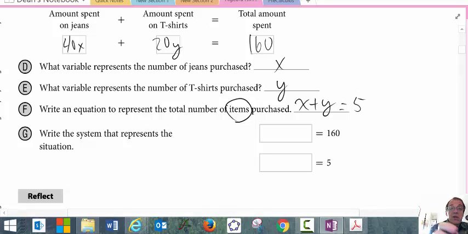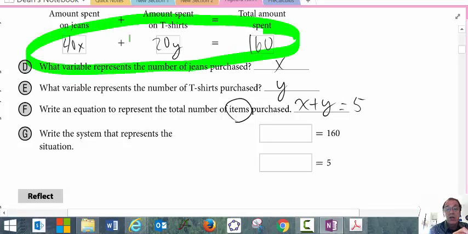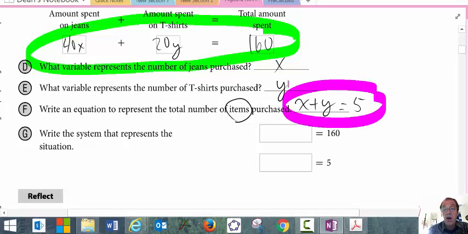Now I've told you about these equations in the past, that one equation stands for how much it's costing or how much it's worth or what its value is, and the other equation has to do with how many items there are, or in other words the count. So for the value, we're going to get 40x plus 20y equals 160, and for the count, it's x plus y equals 5.